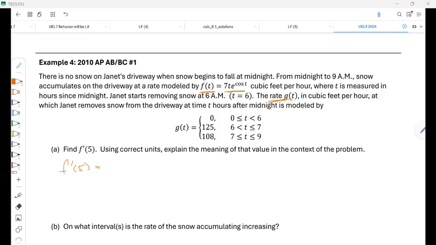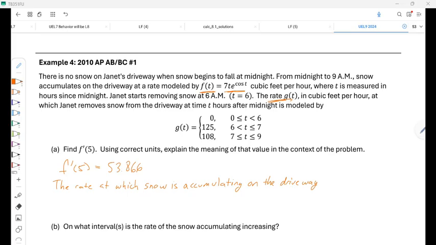What number did I say? Thank you. Okay. So using correct units, explain the meaning of the value in the context of the problem. This is not something that you're making up. You start off with what they told you F was. So F is the rate at which snow is accumulating on Janet's driveway. So the rate at which snow is accumulating on the driveway is either increasing or decreasing.